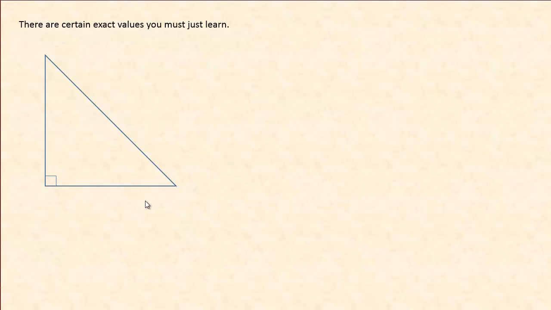Here we have a right-angled triangle with shorter sides 1 and 1, which means it's an isosceles right-angled triangle. Using Pythagoras' theorem, the hypotenuse would be root 2 in length. Both angles are 45, so it doesn't matter which angle I refer to because they're both the same. So I'm just going to refer to this one.